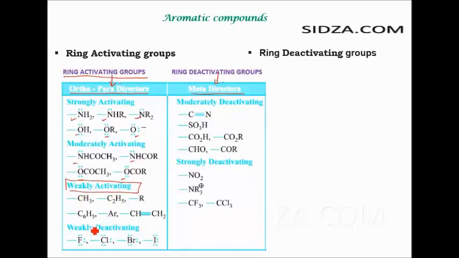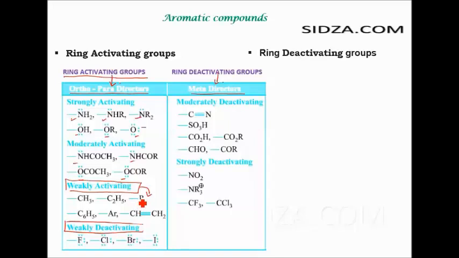This is the exception here, right? Weakly deactivating. Alkyl groups, we will see how an alkyl group can be a ring activator. But this is still a ring activator. An alkyl group is also an electron donor. It is also a ring activator.